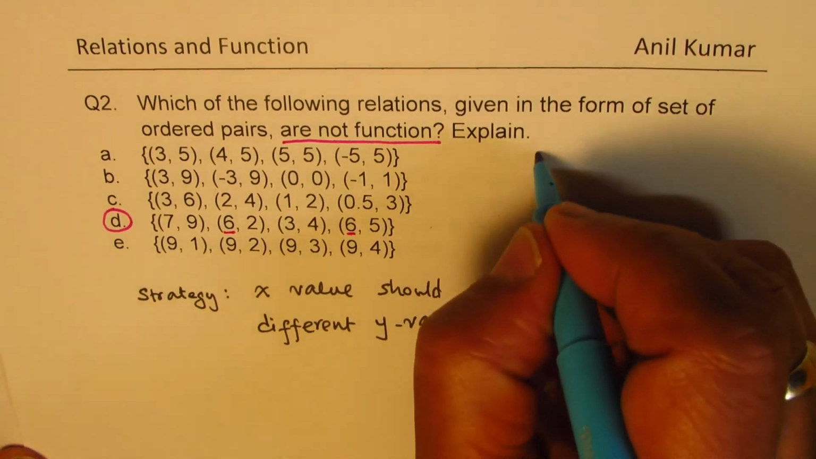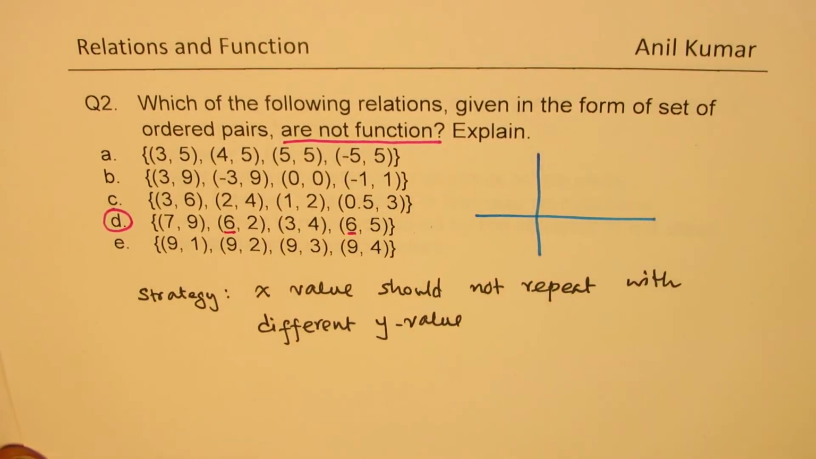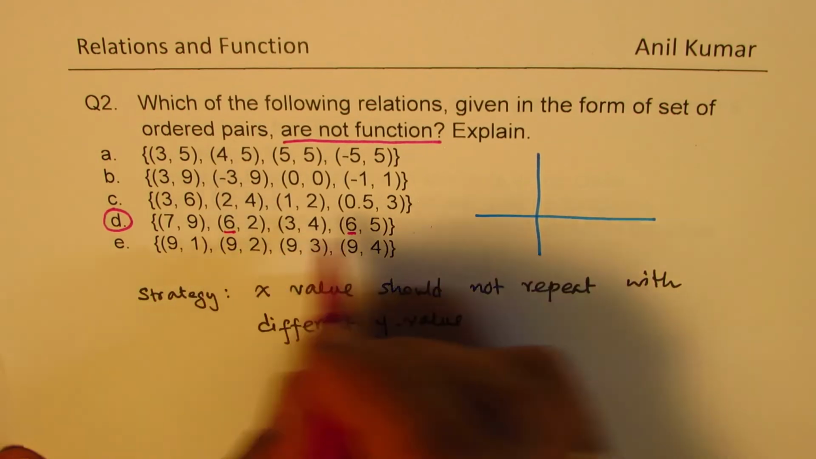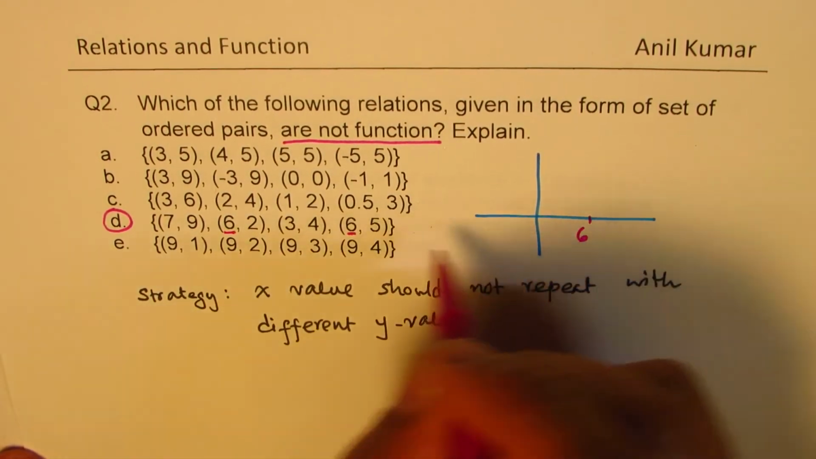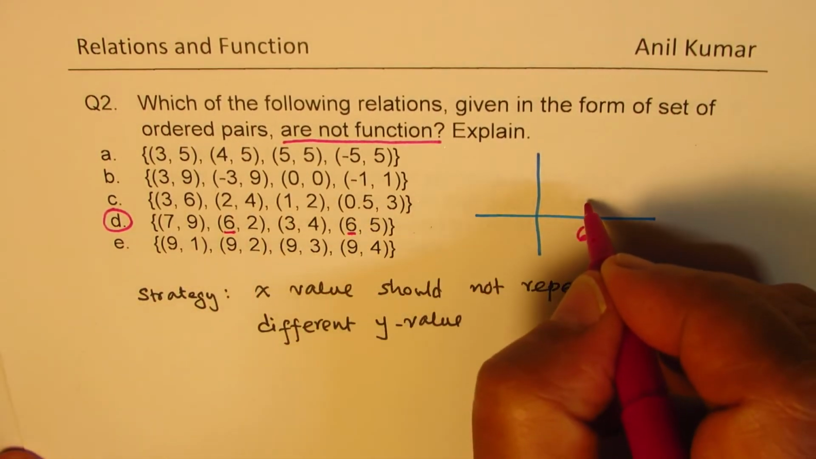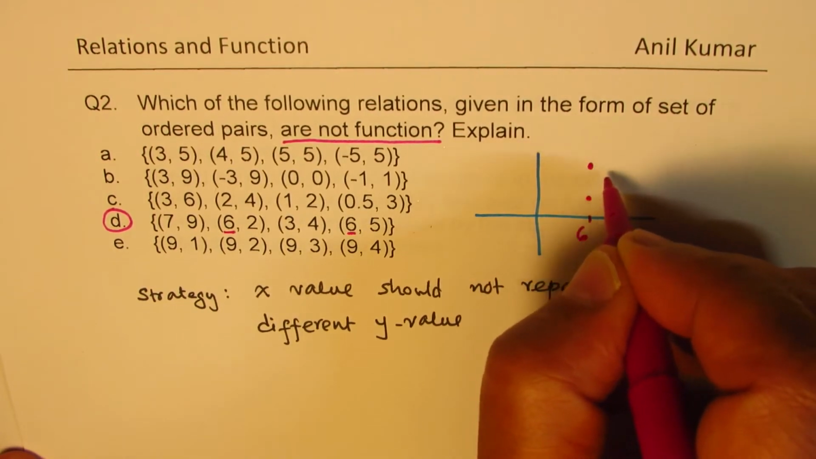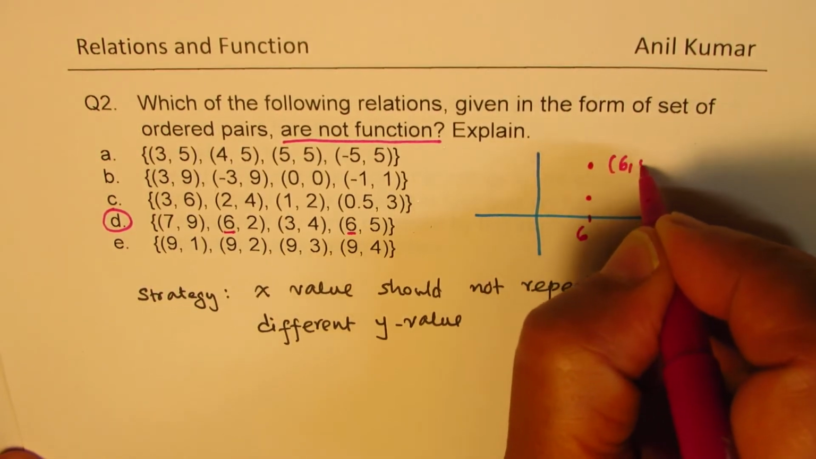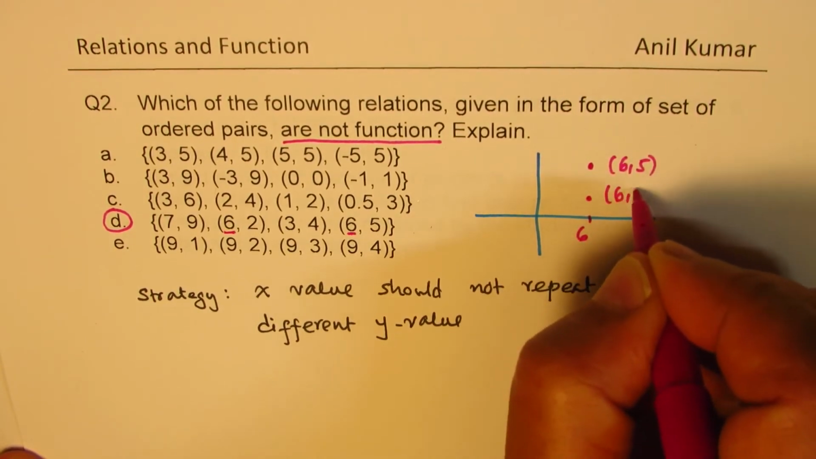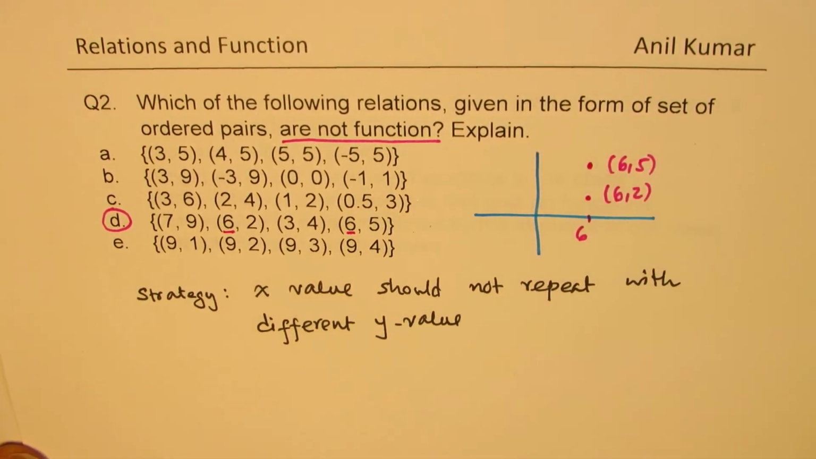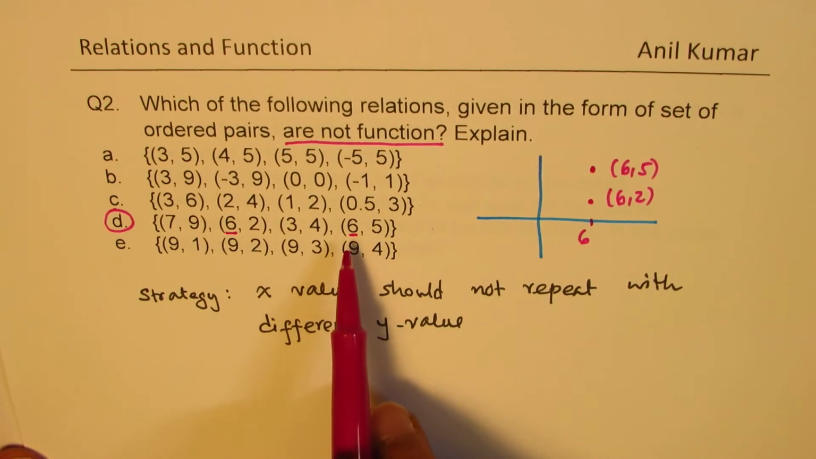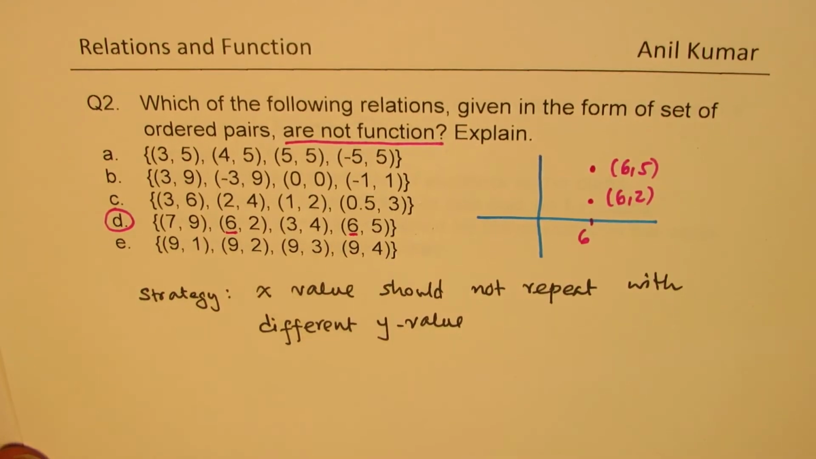So if you actually plot this, then what you will notice is that when x is 6, we'll have two values. One is 6, 2. The other one is 6, 5, right? So we have 6, 5 and 6, 2 vertically placed. And therefore, this is not a function, right?